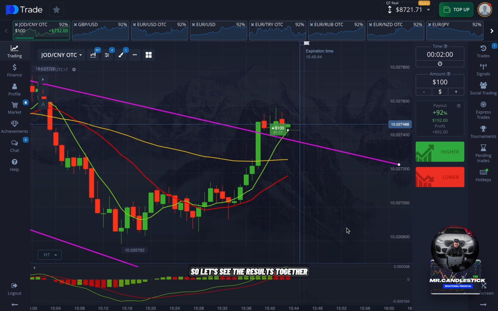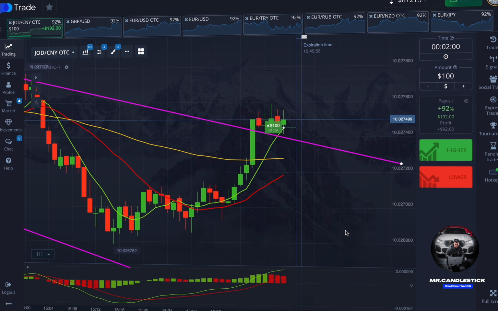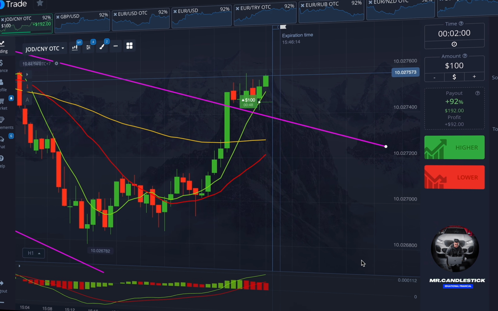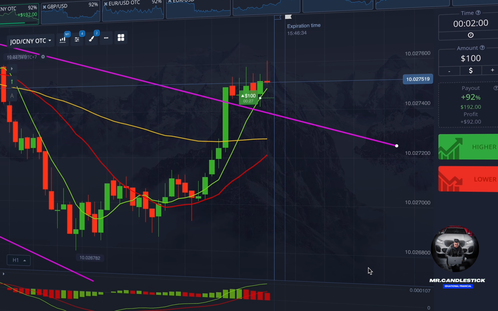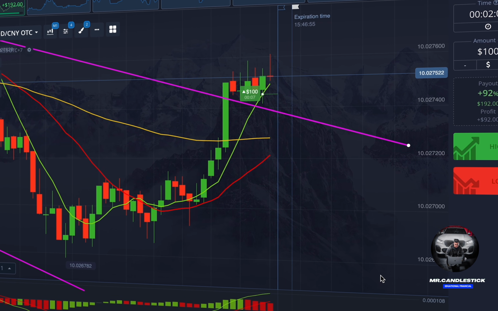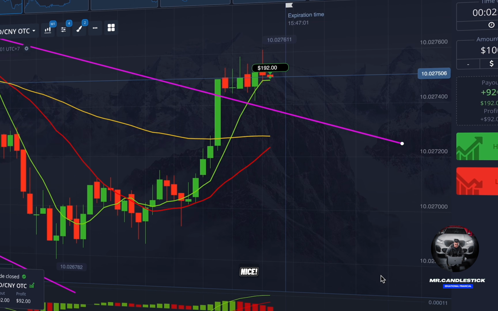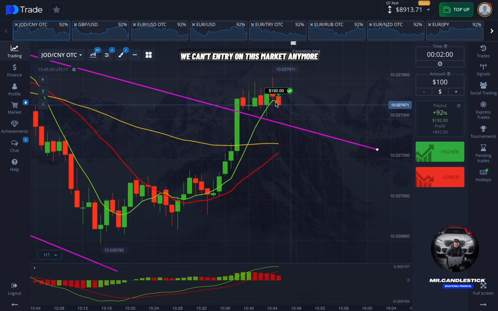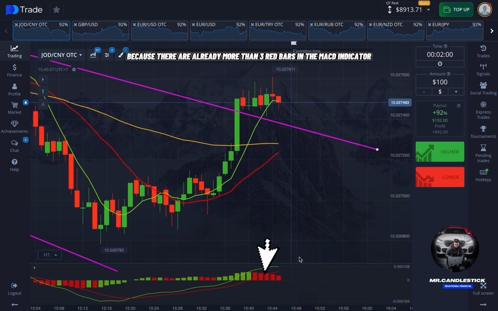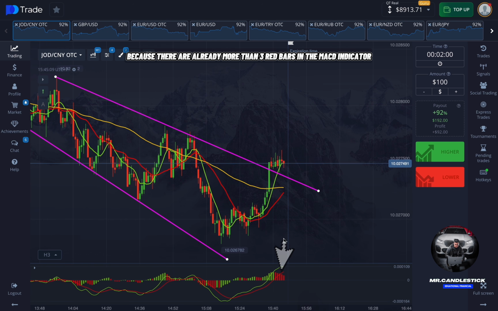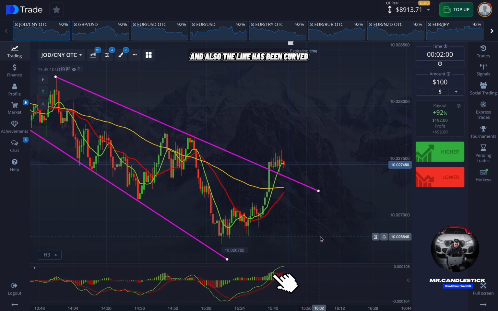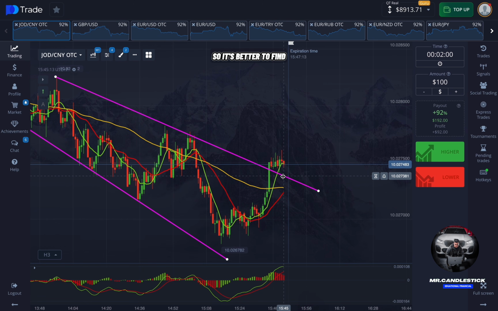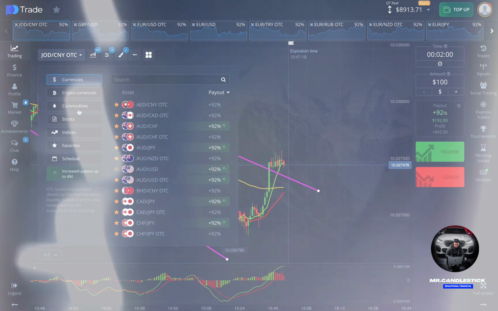So let's see the results together. Nice! My first trade made a profit. We can't enter on this market anymore because there are already more than 3 red bars in the MACD indicator. And also the line has curved. This is a sign that the market is weakening. So it's better to find the traffic line moment on other markets.